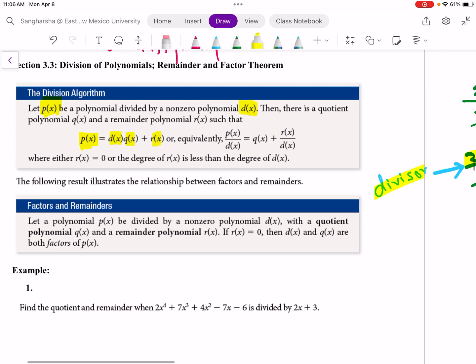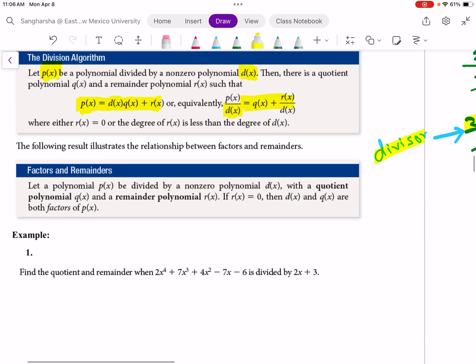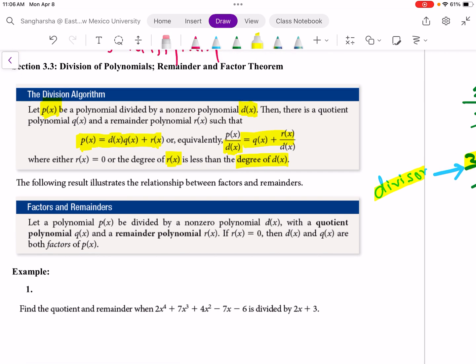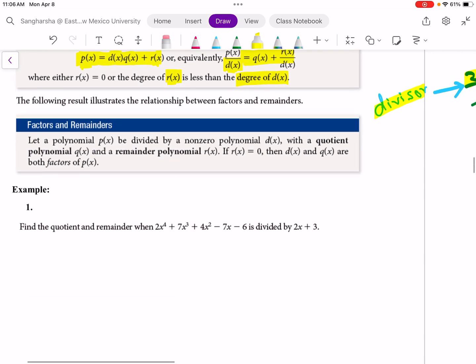If you divide both sides of this equation by d of x, this is what we get here. The next thing is that the degree of the remainder is always less than the degree of the divisor. And if the remainder is 0, the divisor and the quotient are factors of the dividend, p of x.